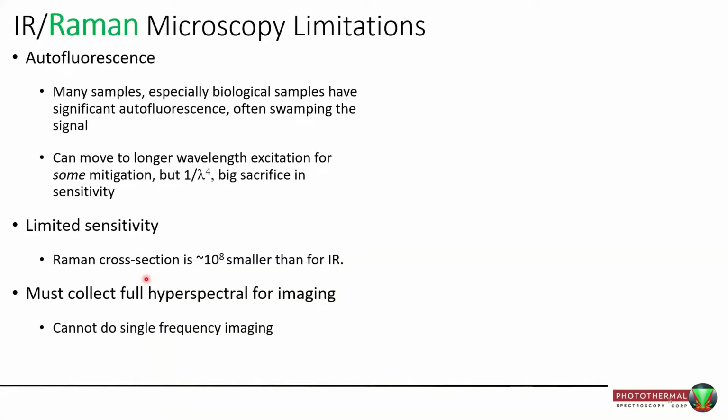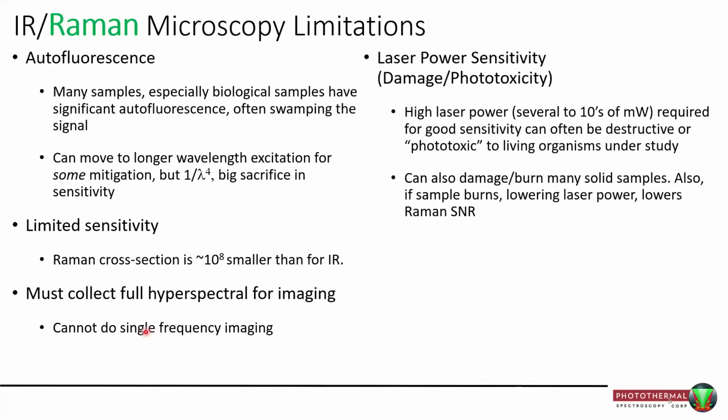And with Raman, if you want images, you have to collect hyperspectrally. So you've got to collect the full spectrum at each point in a mapping fashion, one by one, in order to do mapping. And that can be very, very slow. So they can't do single frequency imaging. And that's something I'll touch on later.